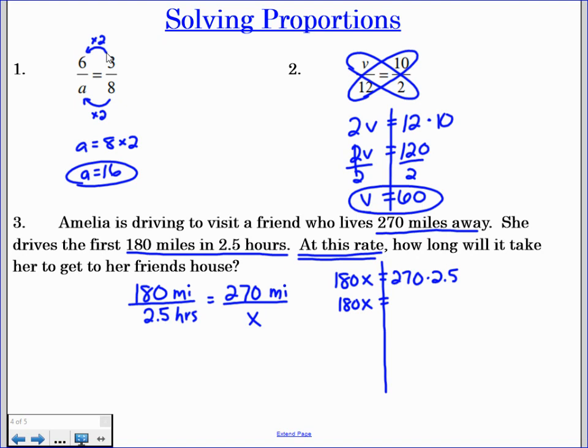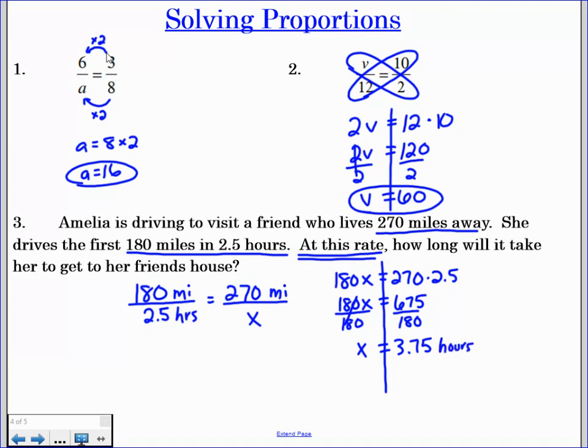That gives me 675. And then the last step of this equation would be to divide both sides by 180. That's going to give me x equals 3.75 hours.